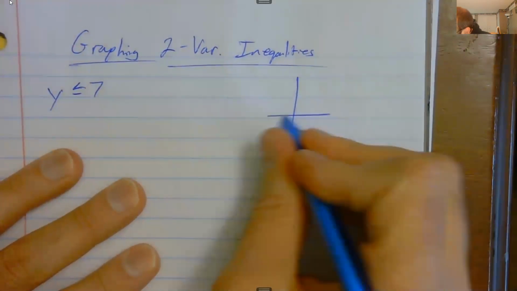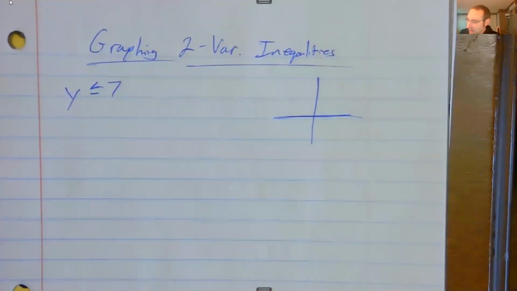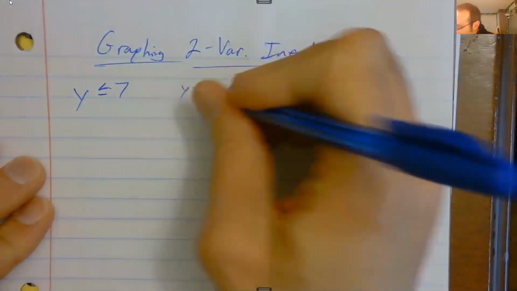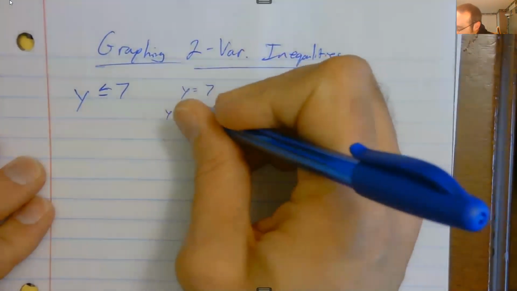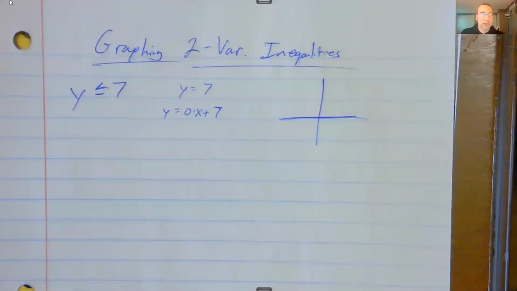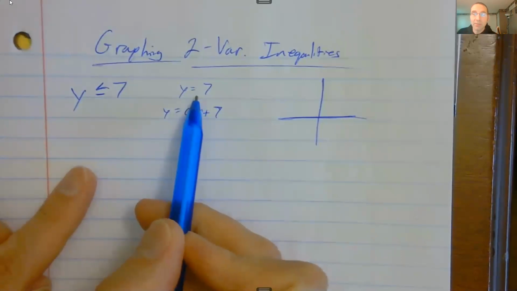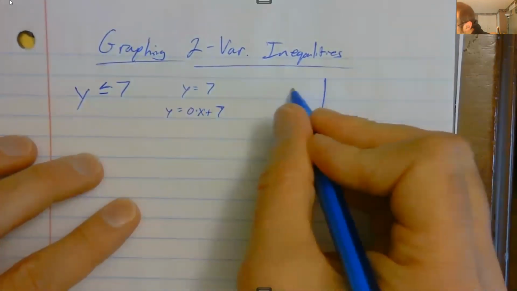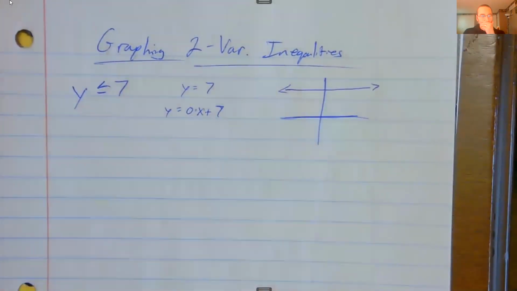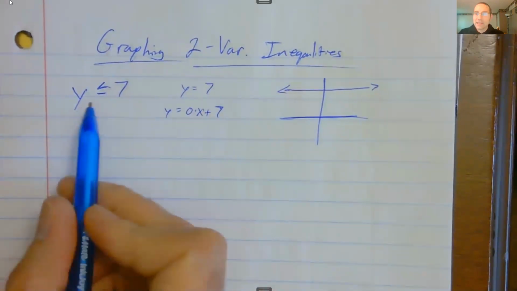And even though we don't see an x in there, because really this comes from that equation y equals 7, which comes from y equals 0 times x plus 7 if we think of it in a y equals mx plus b form. There is that x there, it's just a slope of 0 times x plus 7. We know what y equals 7 looks like. I talked about something very similar to this in the previous video. Here is y equals 7, but we're graphing y is less than or equal to 7.